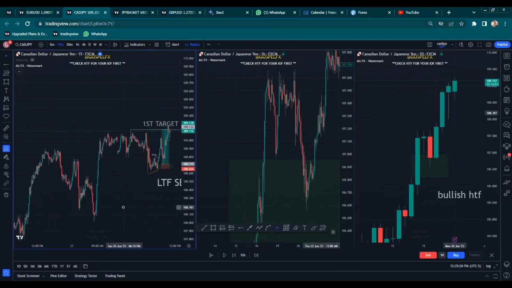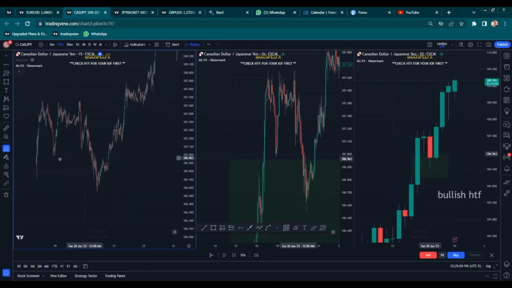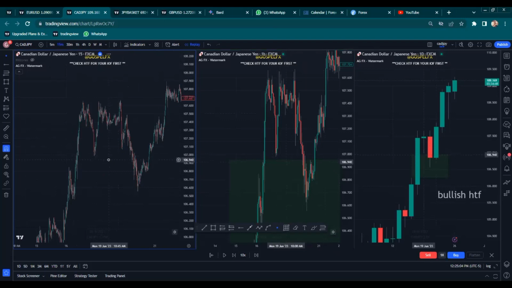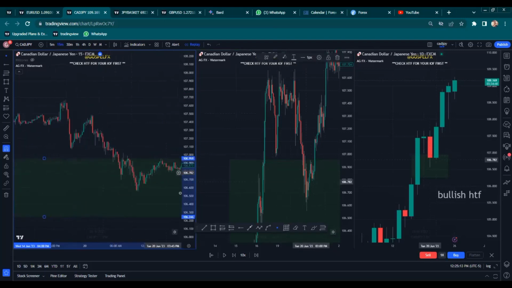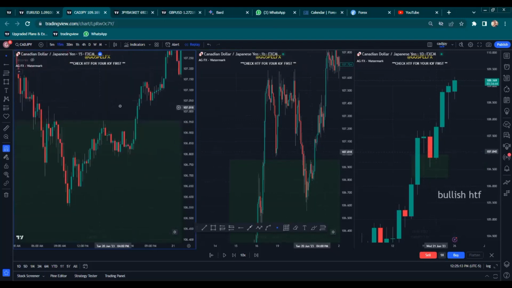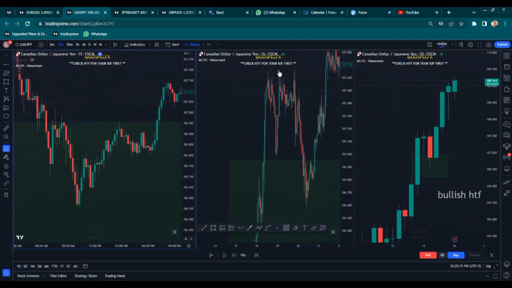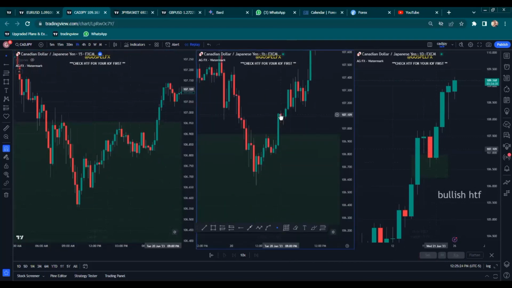Okay, let's see the 15-minute chart. All right, this is the level on the 15-minute chart. We had so many confirmations here on the 15-minute chart. I don't want to go through that again. Now let's look at it again on the medium time frame.